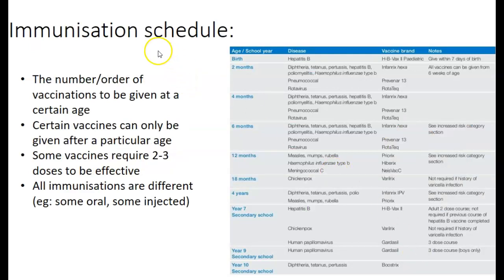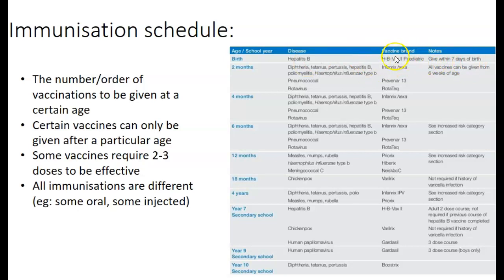All right, so what is the immunization schedule? You become very familiar with this when you become a parent. It's something that all my kids have gone through, and you yourself probably went through as a child. So it is the number and order of vaccinations that can be given at a certain age. So you can see the very first vaccination that babies receive at birth is against hepatitis B, and it's given within 7 days of birth.